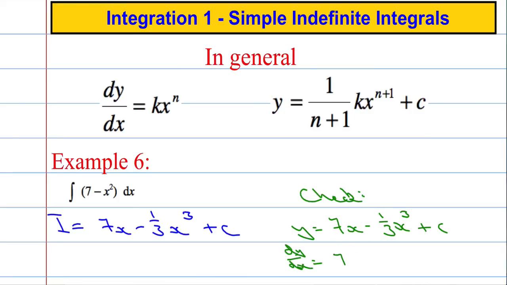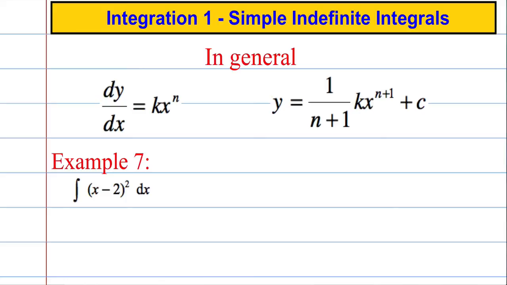Derivative of 7x is 7. Derivative of this, 3 comes down in front, multiplied by 1 over 3 is going to give me minus 1 x to the power of 2, which is actually just minus x squared. So minus x squared, and the derivative of a constant c is 0. So we do end up where we started.